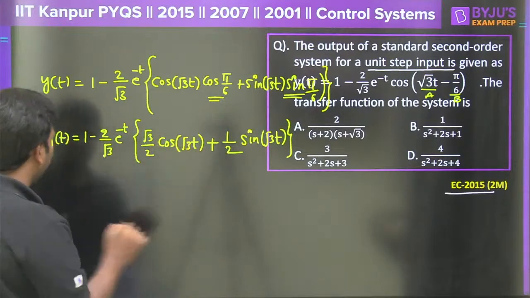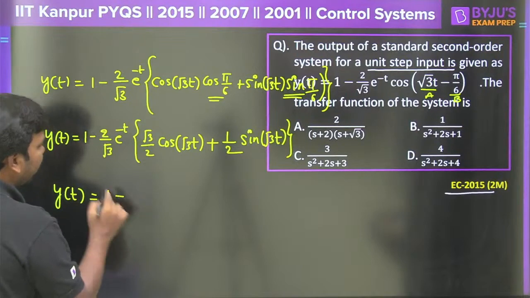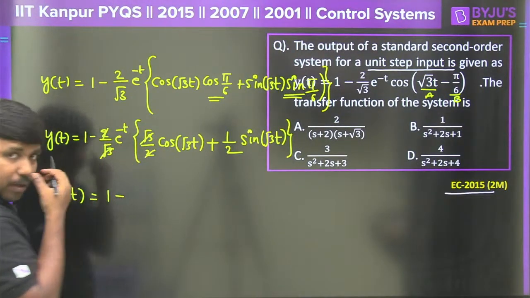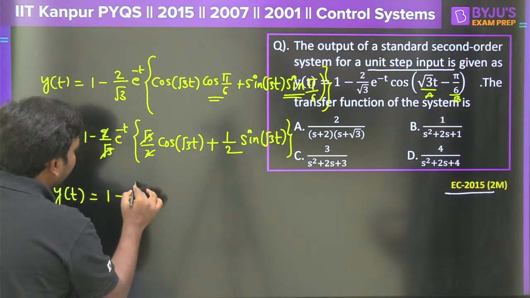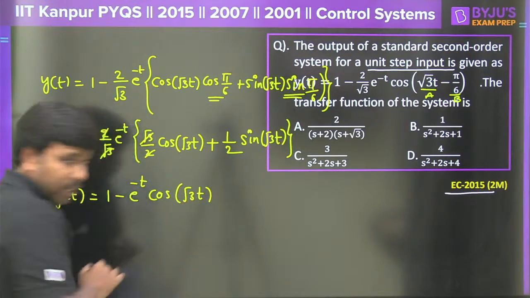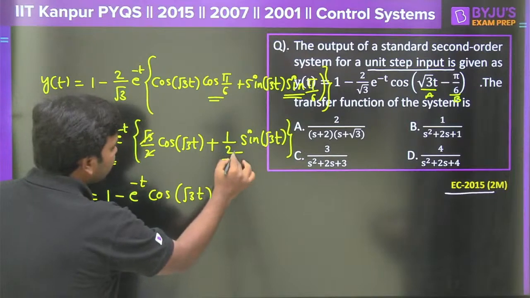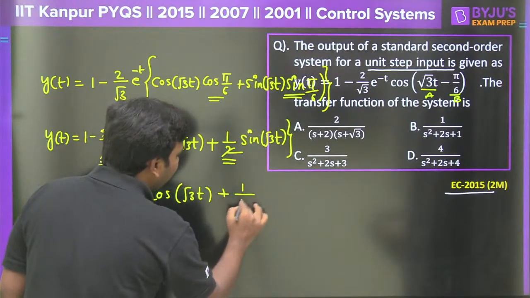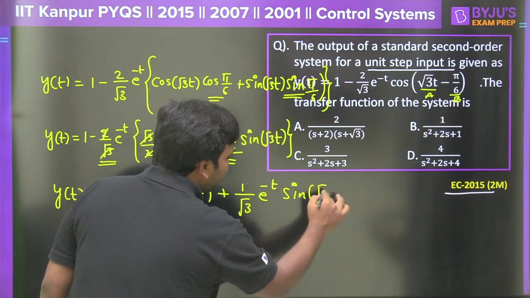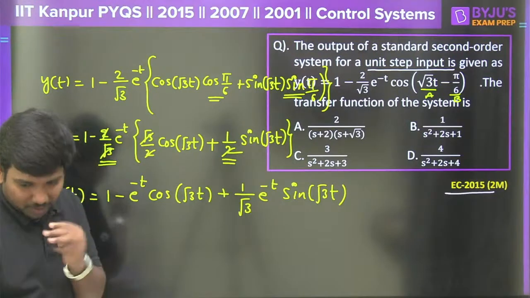Now when you multiply inside, what will you get as y of t? Y of t is equal to 1 minus, root 3 will get cancelled when you multiply inside, and 2 will get cancelled here, right? So it will be e power minus t into cos of root 3 t. That is the first part. Plus, when you multiply this inside, this 2 will get cancelled and you will have 1 by root 3 into e power minus t into sin of root 3 t. So this is taking some time, right? Nobody has given the answer, so I am expecting the answer from you.